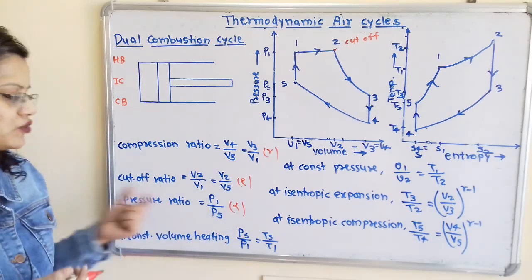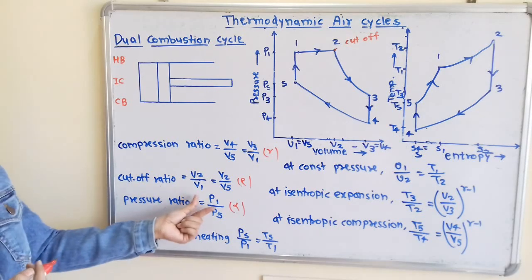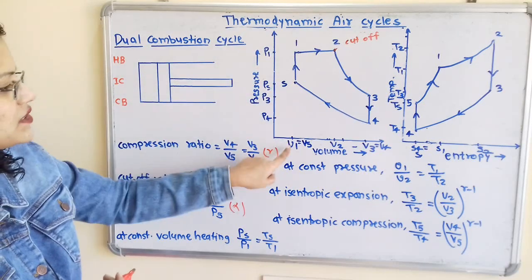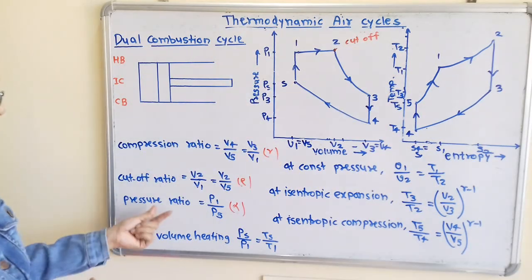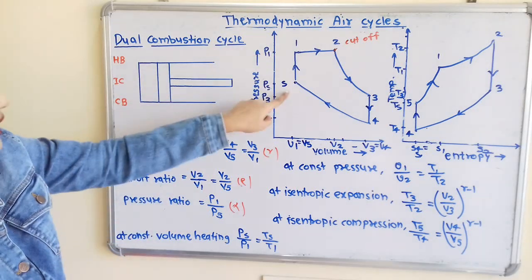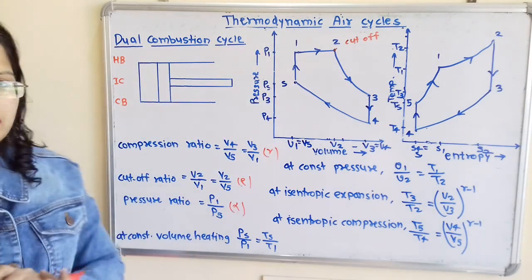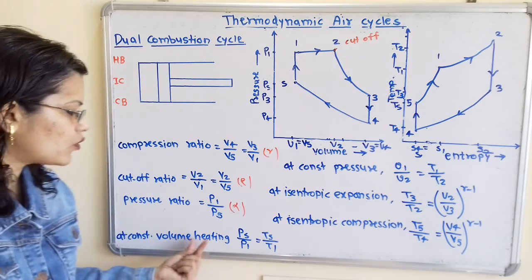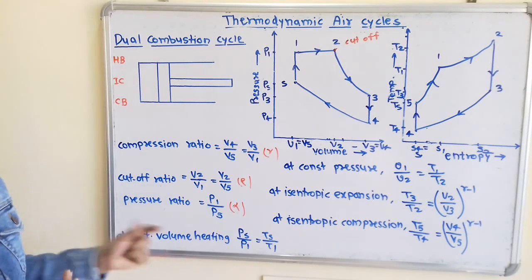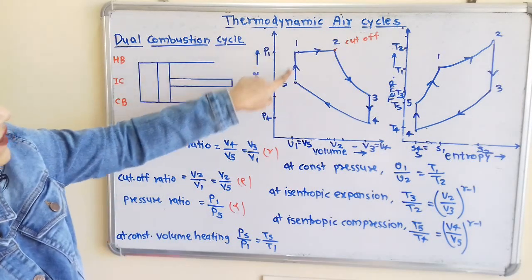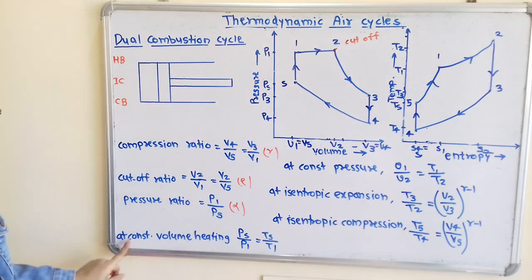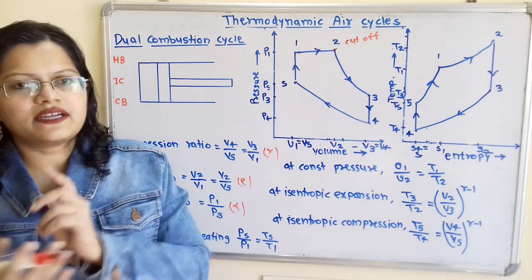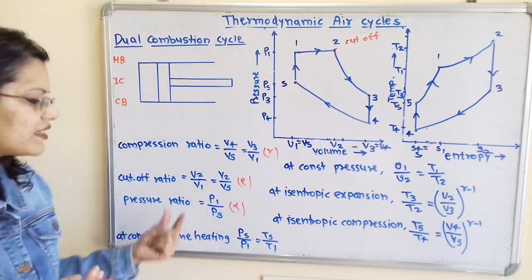Then pressure ratio. We have to take this during the process 5 to 1 because this process is taking place at constant volume. So this pressure ratio is P1 by P5 and the notation is alpha. Now we will move to the next process, constant volume heating. When the heating process is taking place at constant volume, that is during the process 5 to 1, what is the relation between pressure and temperature? Because here V remains constant.